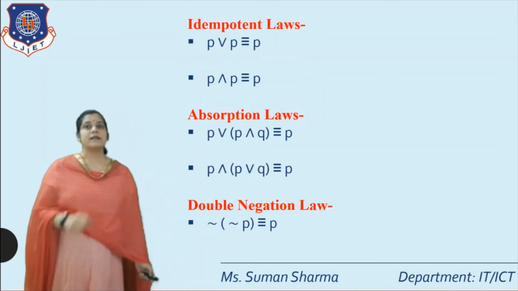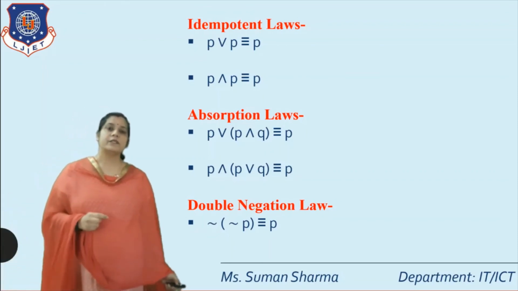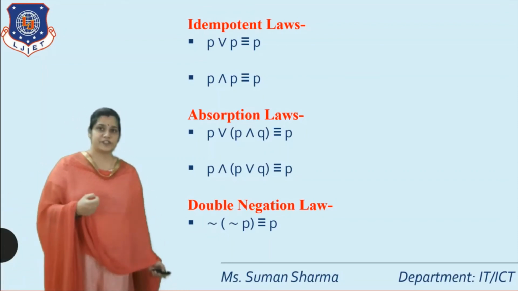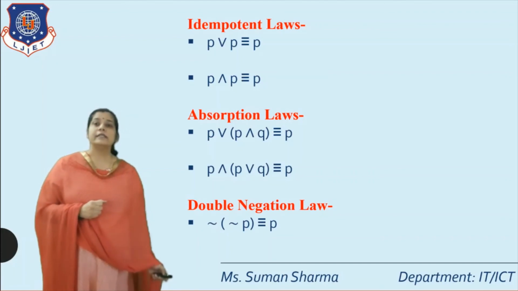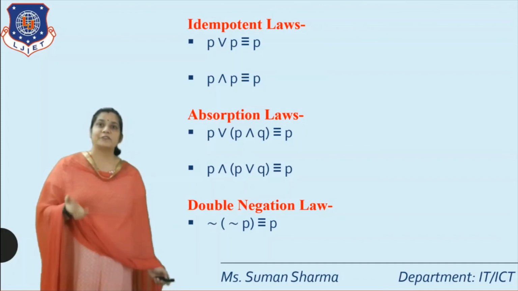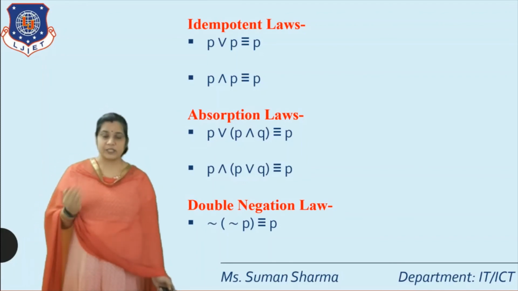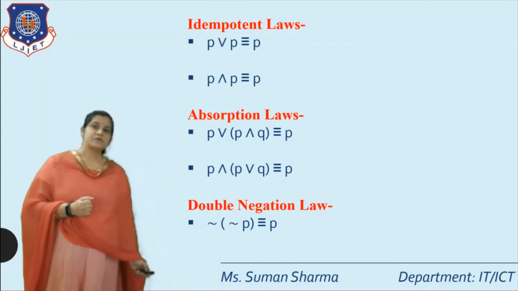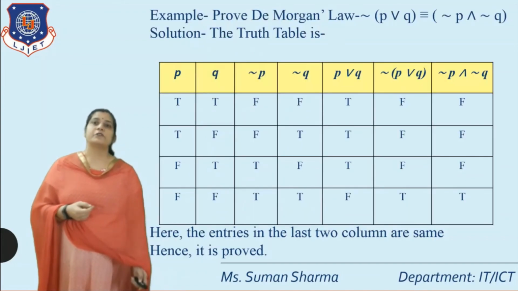Okay. Next is the idempotence law. So here P ∨ P is equivalent to P and P ∧ P is equivalent to P. Next is the absorption law. Here P ∨ (P ∧ Q) is equivalent to P and P ∧ (P ∨ Q) is equivalent to P. Okay, next one is the double negation law. So ¬(¬P) is equivalent to P.